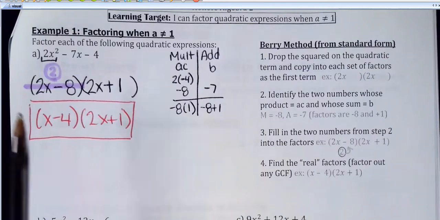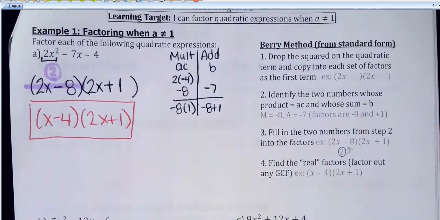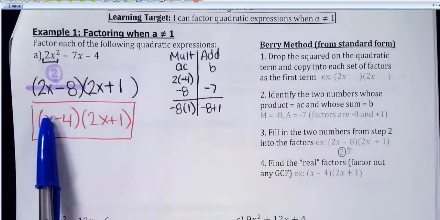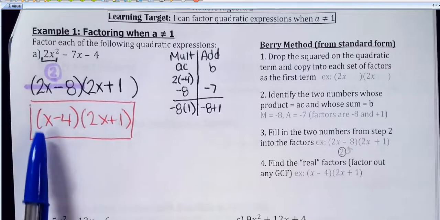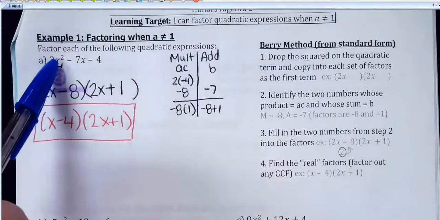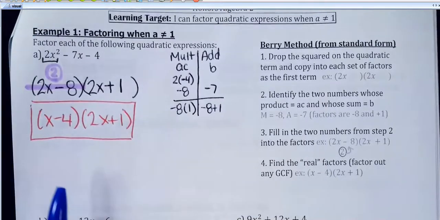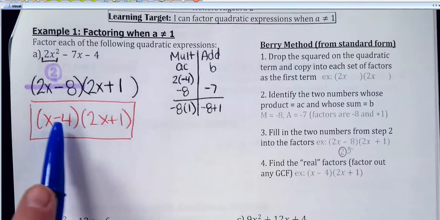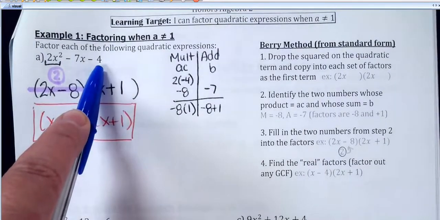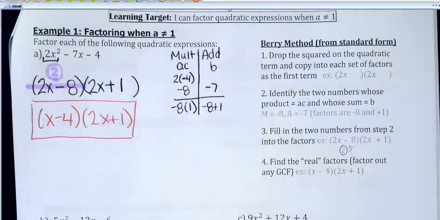I do recommend, especially on these questions, to spot check a little bit. You could completely foil this out, but I at least check the first term in each. If I foiled this, x times 2x would give me back that first term, the 2x squared, and I check the constant. If I take these two numbers, the -4 and 1, and multiply them, that should give me the constant. -4 times 1 is -4. So I should be okay.